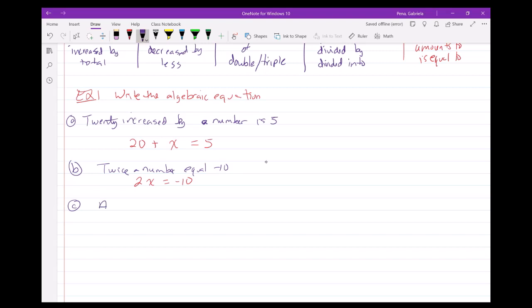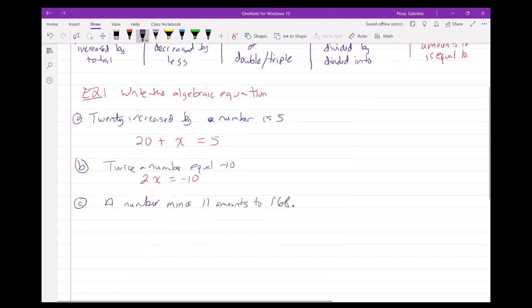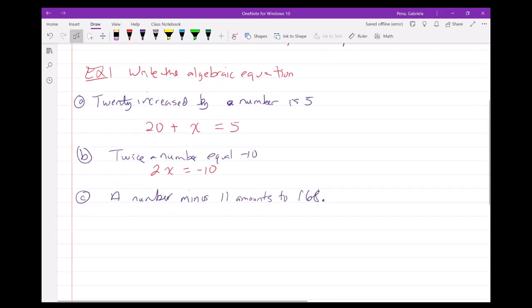A number minus 11 amounts to 168. So here we have a number, so that's going to be x. We're going to minus 11, and it's going to equal 168 because amounts to means equals 168.